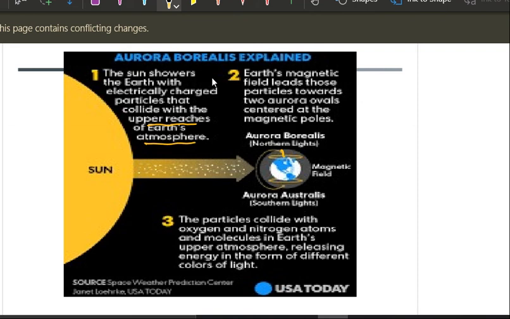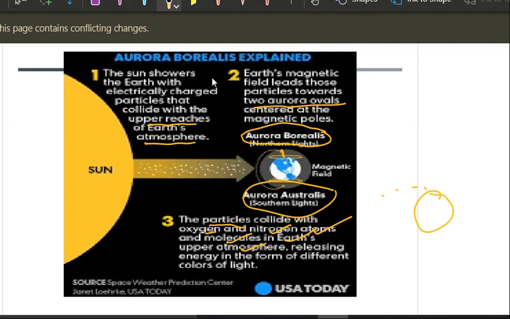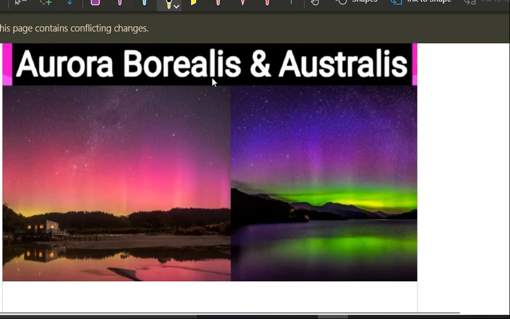The Earth's magnetic field leads those particles towards the two aurora ovals, Aurora borealis and Aurora australis. The particles collide with oxygen and nitrogen atoms and molecules in the Earth's upper atmosphere. Already I told you, here they are hitting the Earth's atmosphere because it has been protected by the magnetic field, but nothing is foolproof. Here they are entering and creating these wonderful colors that we see in our wallpapers, what we call aurora. See how beautiful they are.